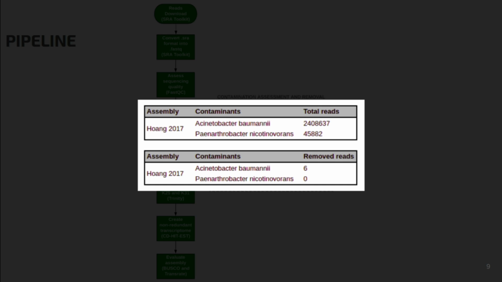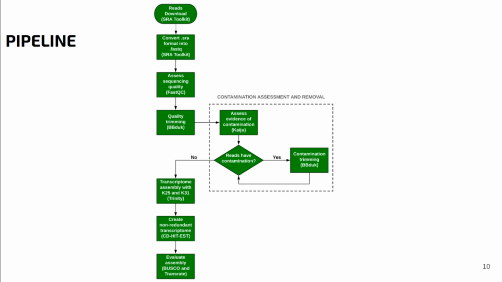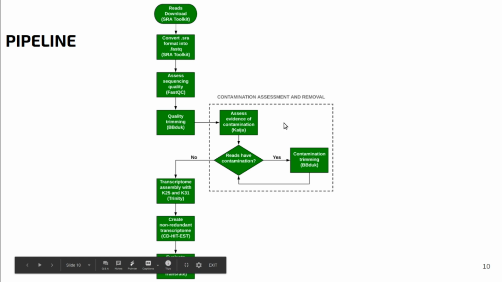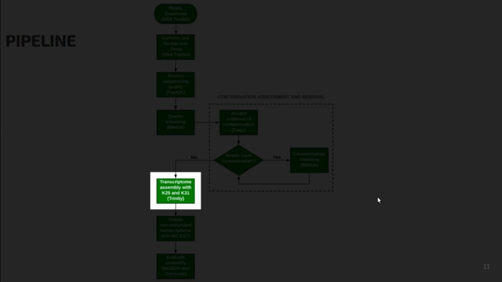And we are exploring alternative ways to detect and remove possible contaminants in this step, because it's a flexible step and it's possible to add other tools to identify and remove contamination in the contamination assessment and removal step. Once the contaminants are removed, we can go to the transcriptome assembly.